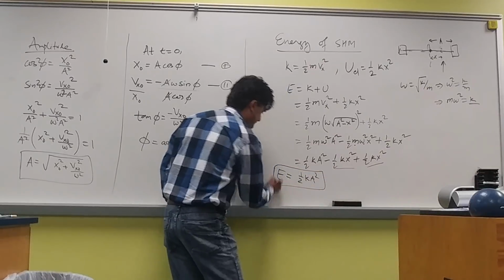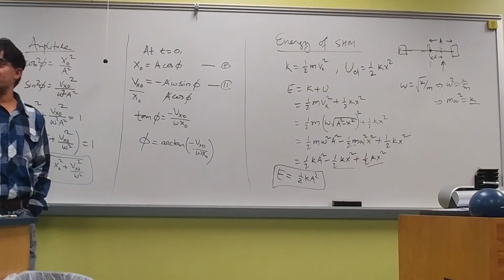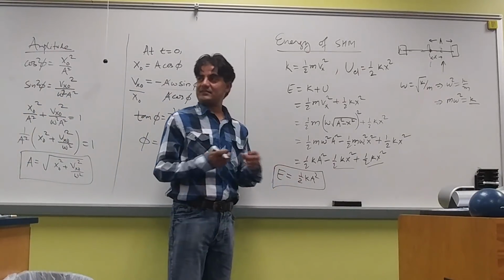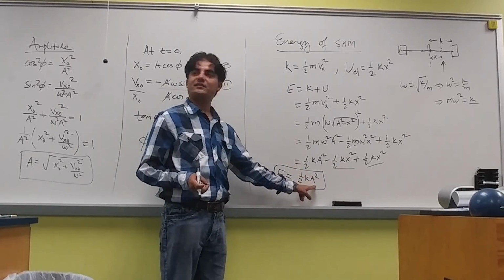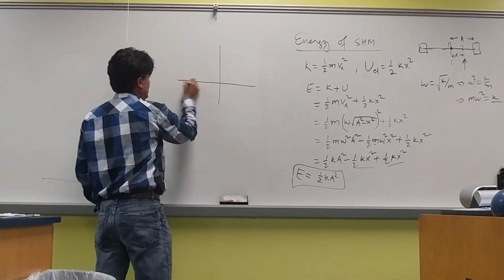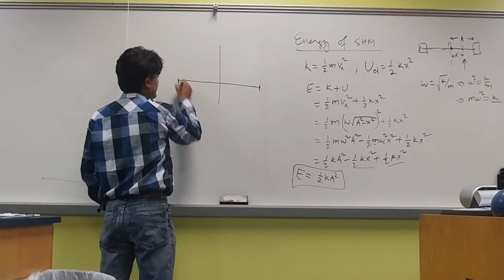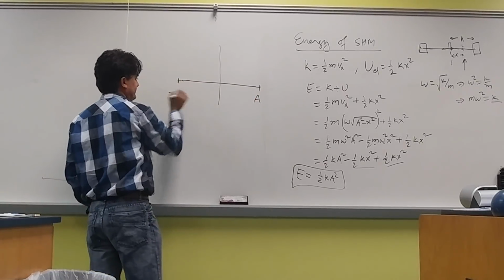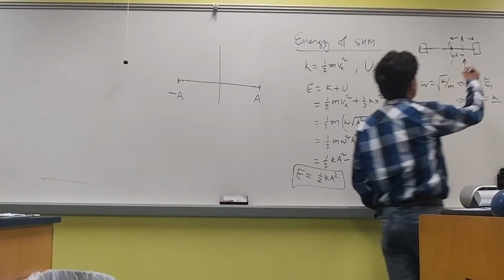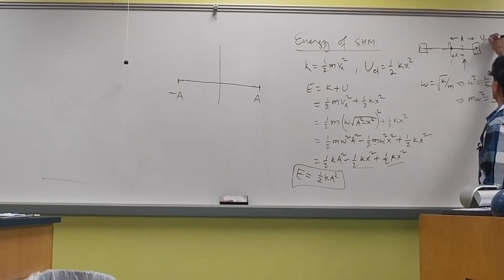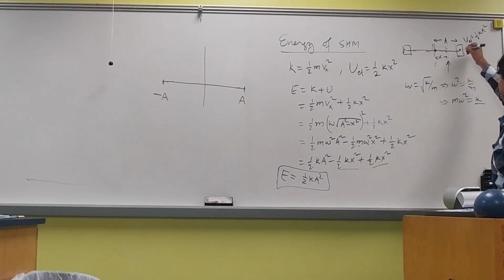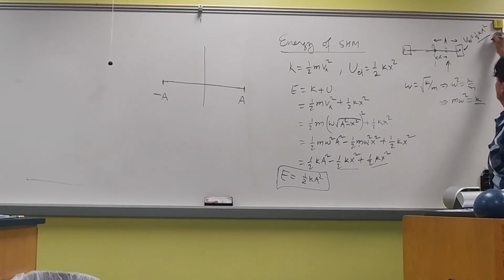So basically the total energy of a simple harmonic motion is equal to the elastic potential energy at the extreme point A. If you plot a graph from, let's say, A to minus A, in case of a spring, the potential energy here, U elastic, will be 1/2 k a square because your x equals a here, right?